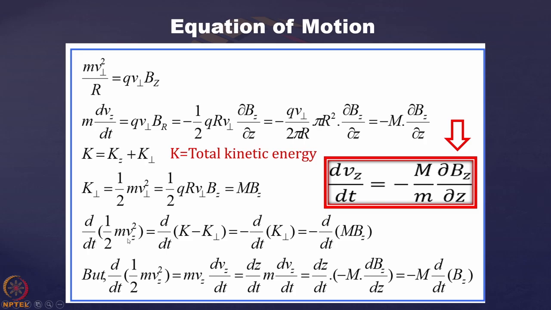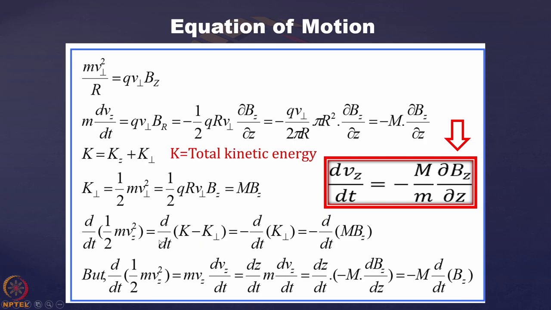Now we take the derivative of the kinetic energy due to axial motion, d/dt of half m vz square. You know that this is the axial kinetic energy, Kz. So I can write this as K minus K perpendicular. Exactly what I have done here: d/dt of K minus K perpendicular. This Kz, half m vz square, is K minus K perpendicular. Okay, so I write it like this.